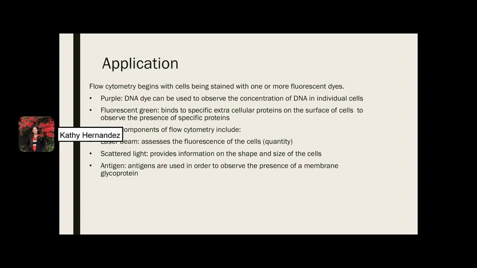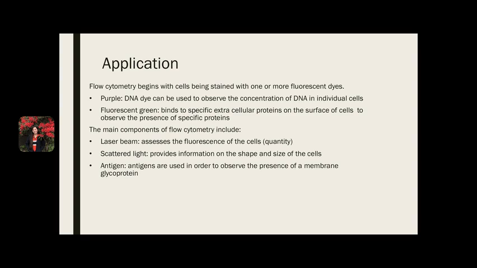In flow cytometry, we begin by staining these cells with one or more fluorescent dyes, each dye correlating with a specific set of properties in identifying the cell that we're looking at. Some dyes include a purple dye, which is a DNA dye that can be used to observe the concentration of DNA in individual cells. The next type of dye is a fluorescent green dye, which can bind to specific extracellular proteins on the surface of cells, and we can observe the presence of those specific proteins.